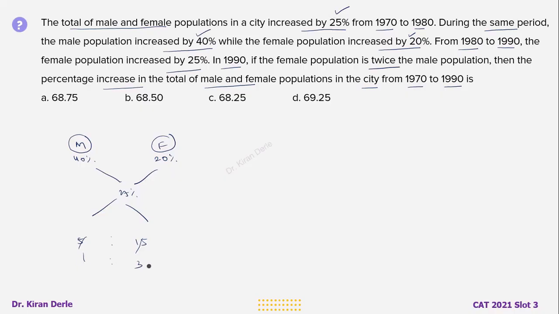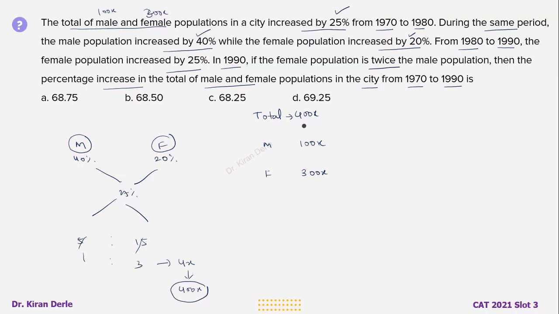So we can assume the total population as 4x, or we can assume it as 400x. Why 400x? Because we have to calculate some percentages, so this will be easier to calculate. So let's think that the total population is 400x, of which male will be 100x and female will be 300x. Okay, so male is 100x and female is 300x, right?